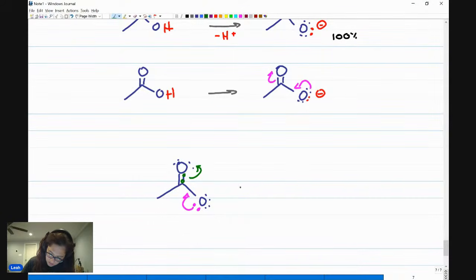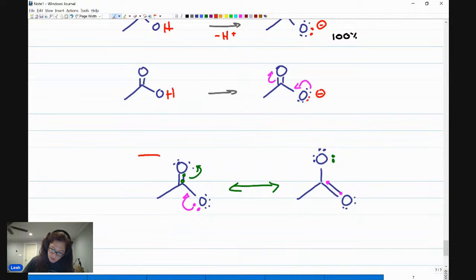Show the resonance arrow like this to show it's going back and forth. What I actually have is a lone pair, well, the one that was the pink lone pair is now sitting as a pi bond. The one that was the green pi bond is now sitting up here. And then I have the electrons here and here, like that.